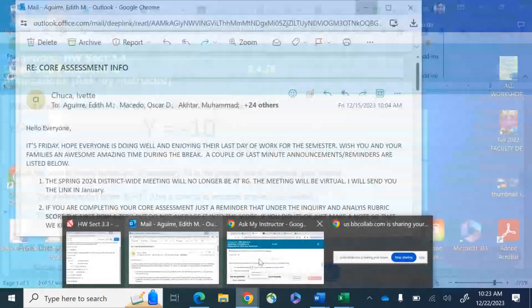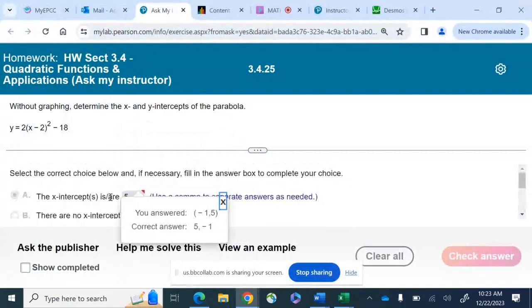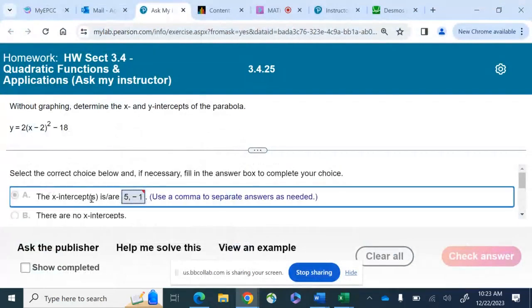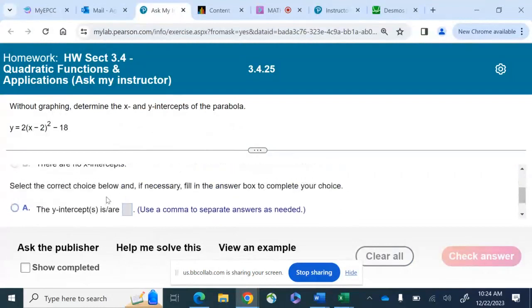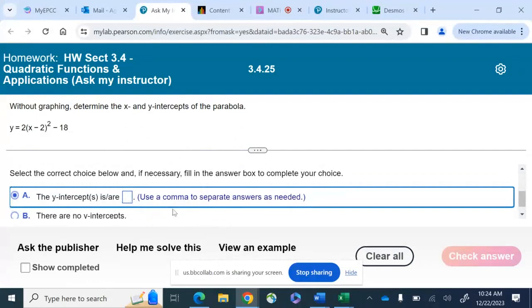So let me see the question. Oh, that's the second part and I can't see it. The first part was the x-intercepts. Find the x-intercepts. For the y-intercept, it would be here. The y-intercept would be just the -10. Okay, so you don't need to write it as a point, as a coordinate pair.